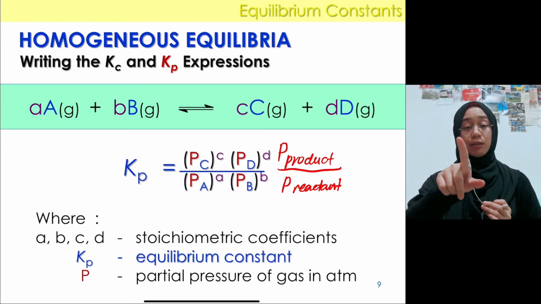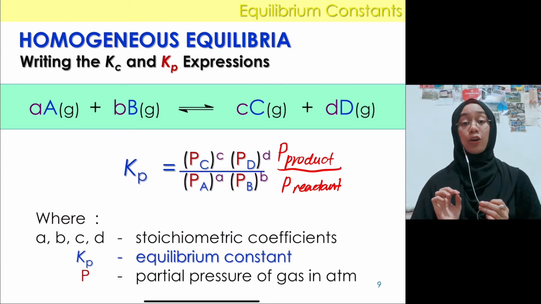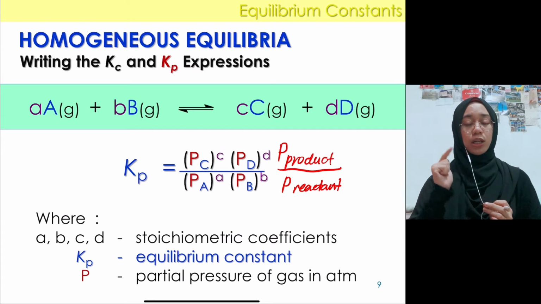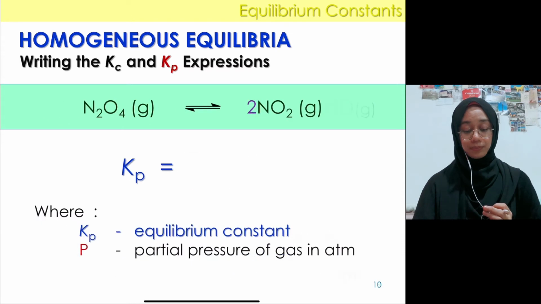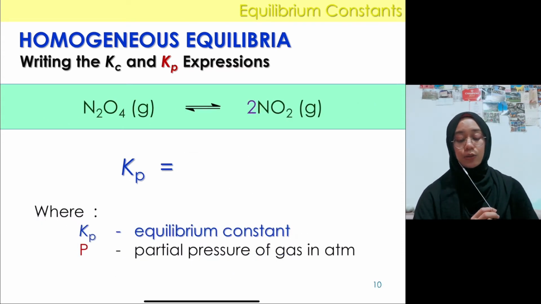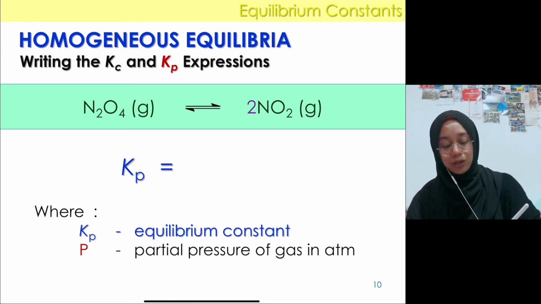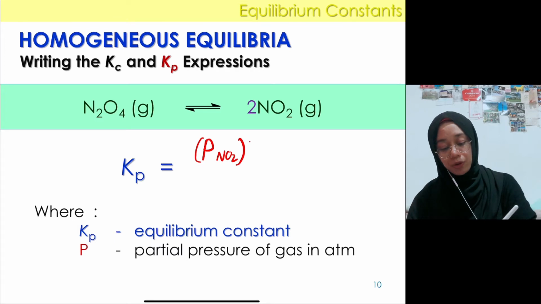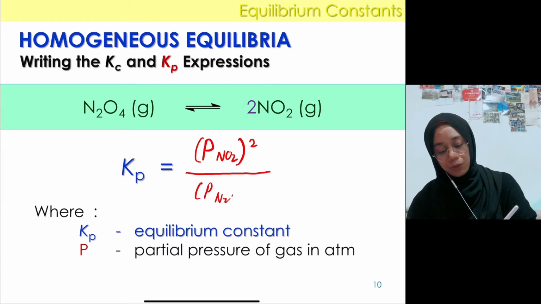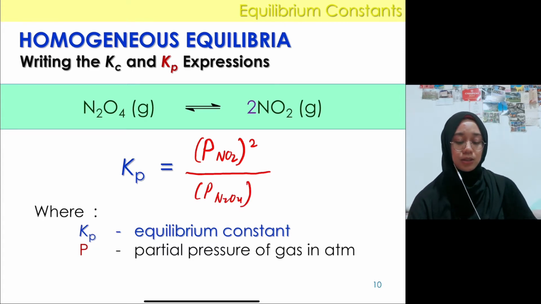Again, I want to emphasize, for Kp we only look at gas. We will not consider liquid, solid or aqueous solution. We only apply this for gas only. For example here, since this is in gas form, we can write it in the form of Kp. So it is the partial pressure of NO2, written as a subscript, to the power of 2, divided by the partial pressure of N2O4. This is how it looks.